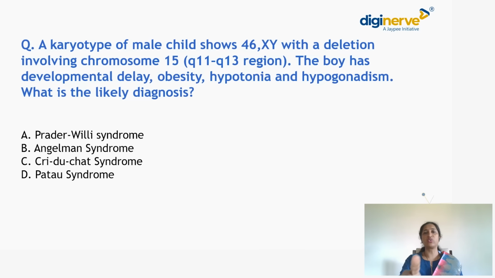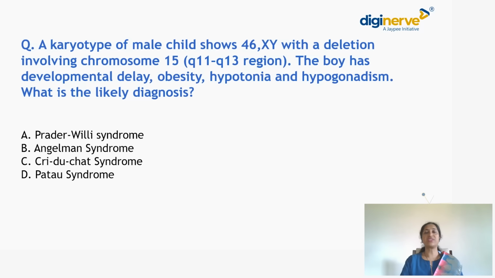This Q11, Q13 region is what is classical in Prader-Willi. The UBE3A region is what is seen in Angelman syndrome. So the fact that they have not discussed limb abnormalities, tremors, ataxia, and the characteristic faces, this is not Angelman's.